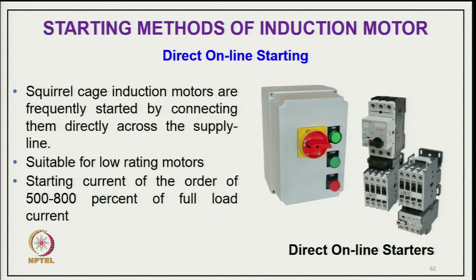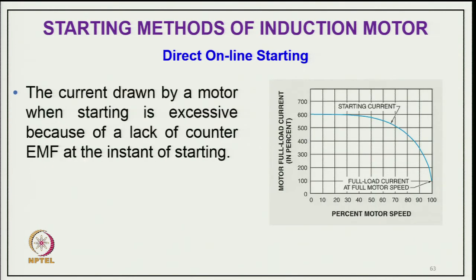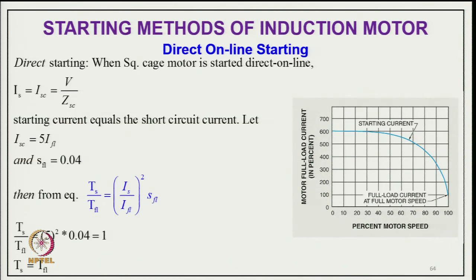So, now coming to the direct online starter, as you see in the typical diagram. Squirrel cage induction motors are frequently started by connecting them directly across the supply, and this is suitable for low power, low rating motors. The starting current is of the order of 5 to 10 times the full load current, and typically the current drawn by the motor when starting is excessive because of the lack of counter EMF at the instant of starting. So, when a cage motor is started direct online, we can say I s equal to V upon Z s c, and the starting current equals the short circuit current.